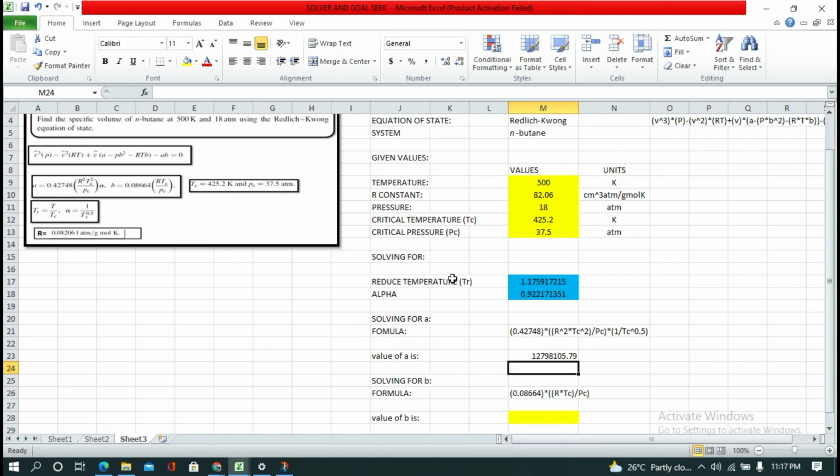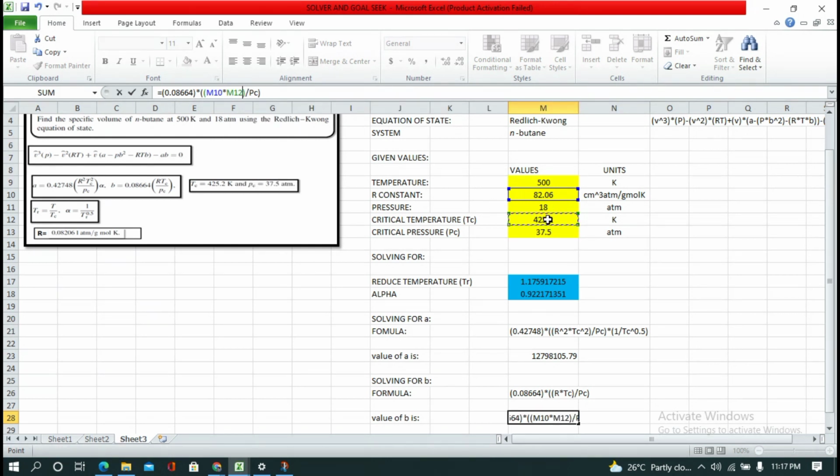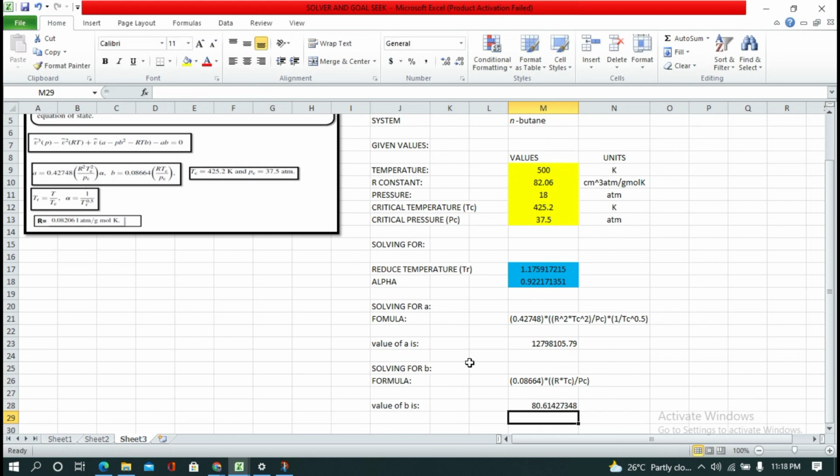And then solving for the value of B, based on the given formula, this is how we solve for B. I already inputted this in here for the easy calculation. So we just need to copy this one, then paste it in here, then put equal sign to perform calculation. Just change the referencing. For R, we have here the R constant. Then for the critical temperature, we have here 25.2, and for the critical pressure, 37.5 atm. Then click enter. So these are the values of A and B. We just need to highlight this one.